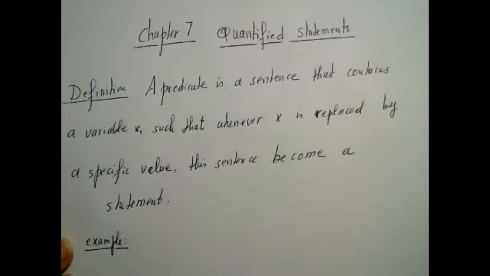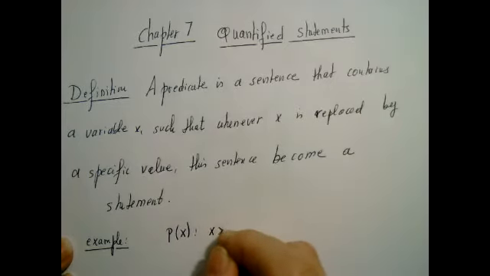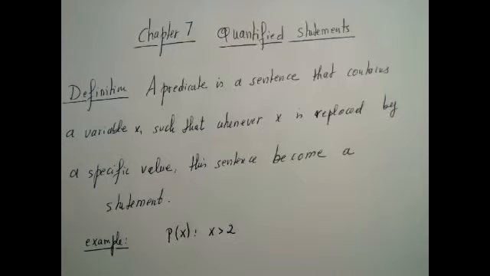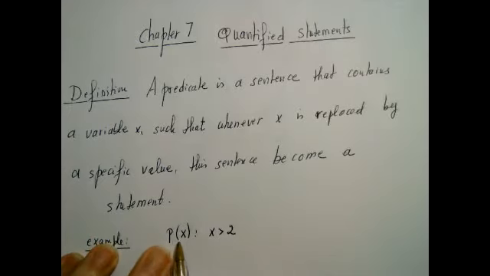So this P of x, the sentence x bigger than 2, is a predicate. It's not true, it's not false. The way we denote a predicate is P of x. That's not a function. I'm not telling you f of x equals something. This means that P of x stands for the sentence x bigger than 2.